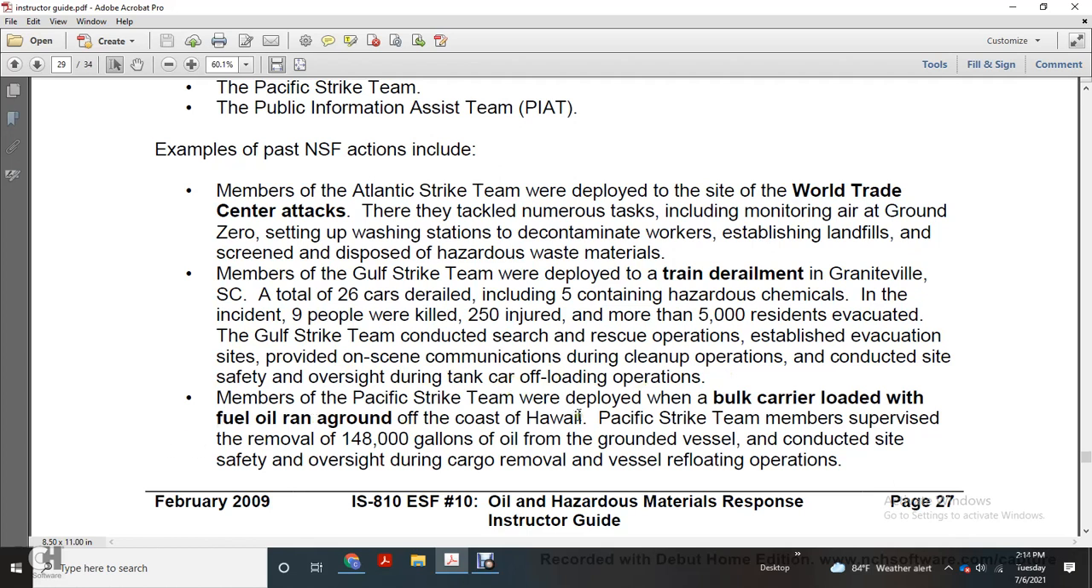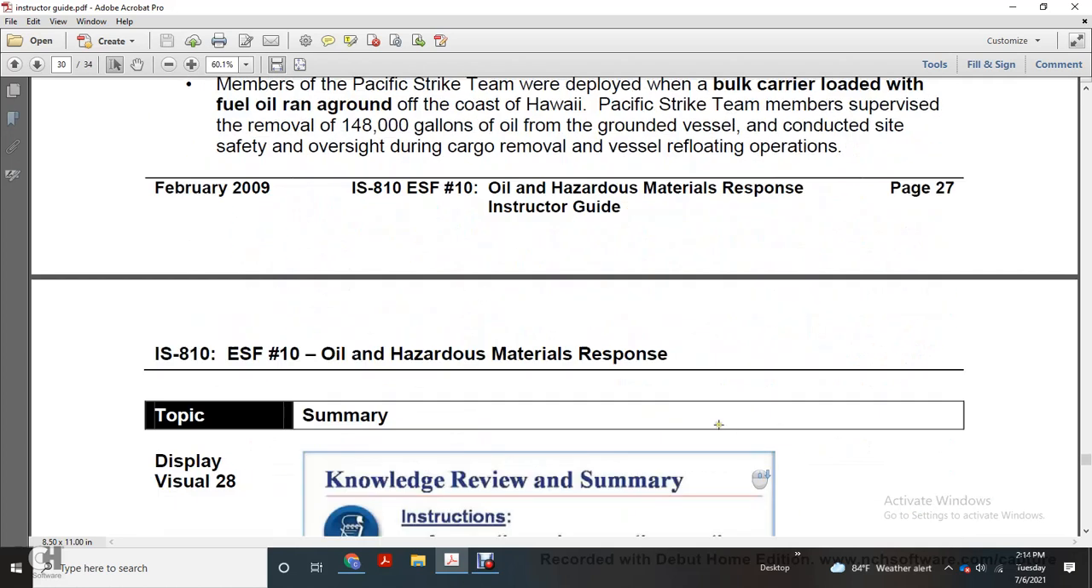Members of the Pacific Strike Team were deployed when a bulk carrier loaded with fuel oil ran aground off the coast of Hawaii. Pacific Strike Team members supervised the removal of 148,000 gallons of oil from the grounded vessel and conducted site safety oversight during the cargo removal and vessel refloating operations.